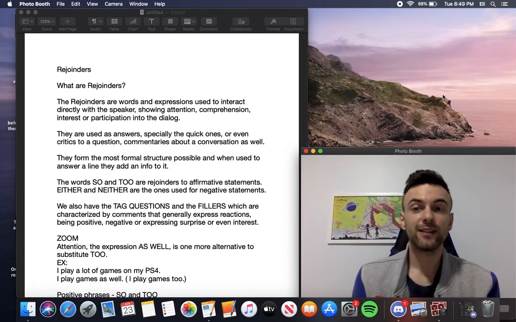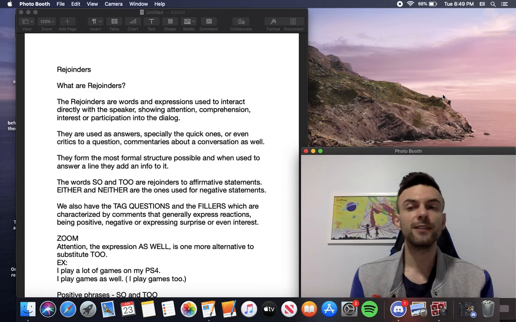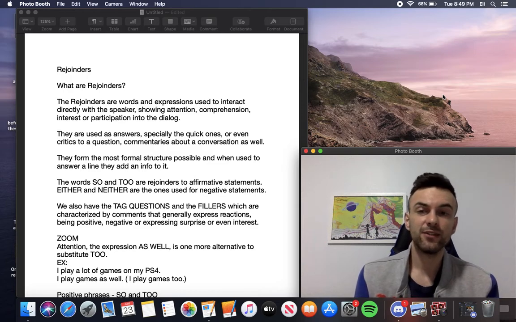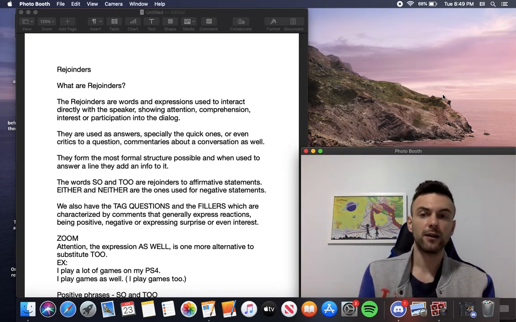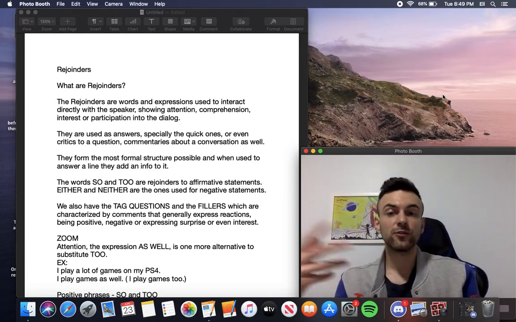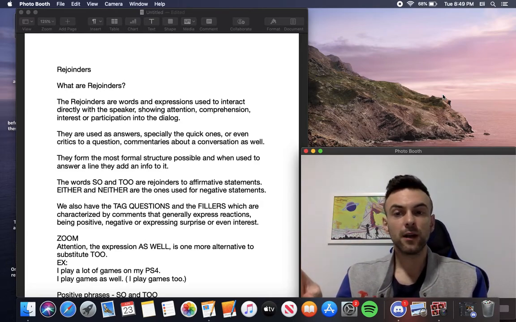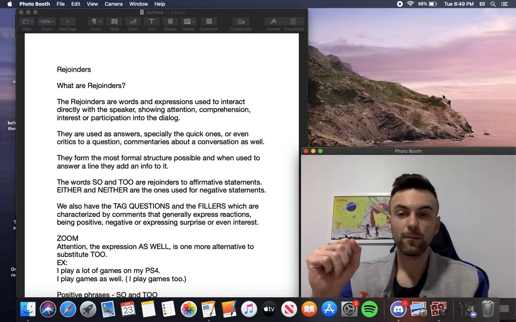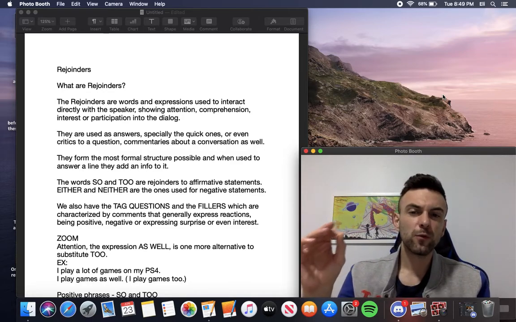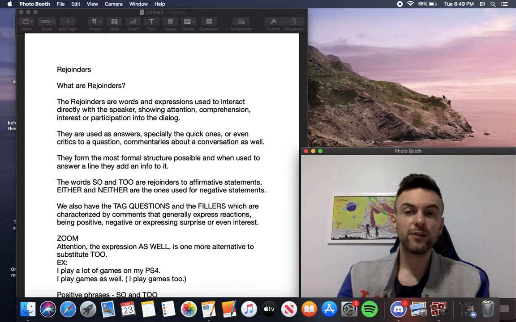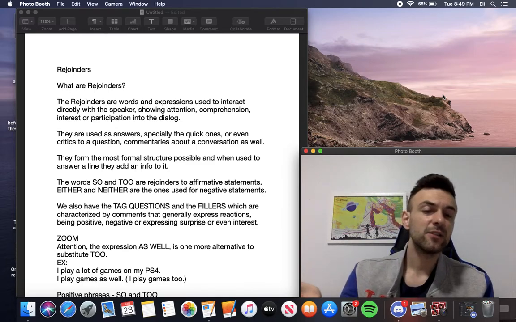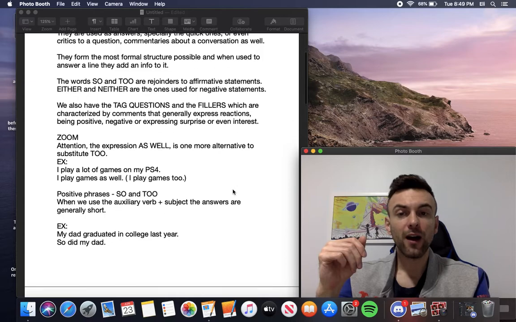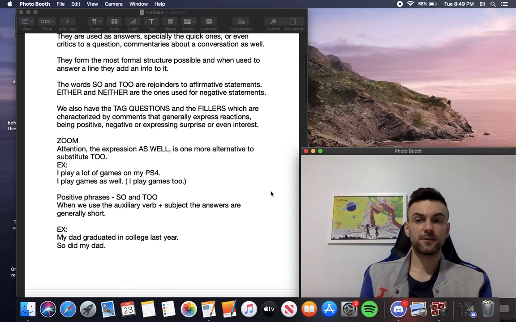The rejoinders, they are basically words and expressions used to interact directly with the speaker, showing attention, comprehension, interest, or participation in the dialogue. They are used as answers, especially the quick ones, or even critiques to a question, commentaries about a conversation as well. They form the most formal structures possible, and when used to answer a line, they add information to it. The words so and too are rejoinders to affirmative statements.